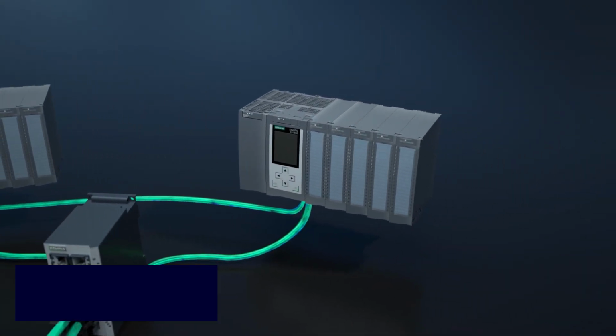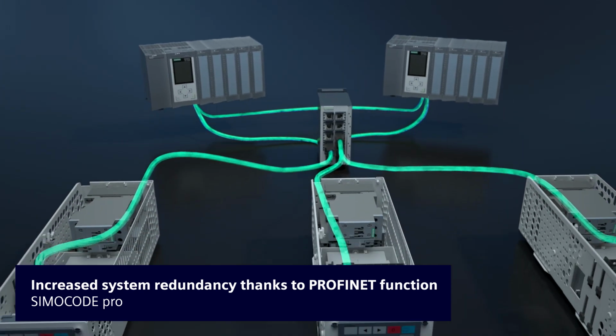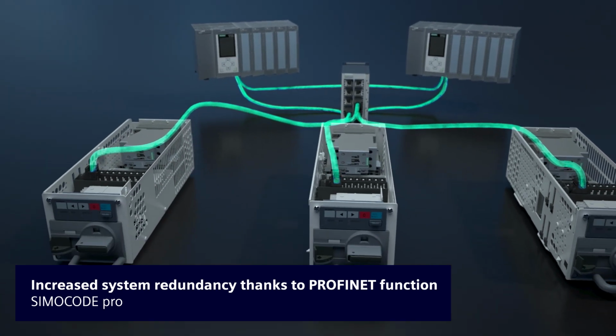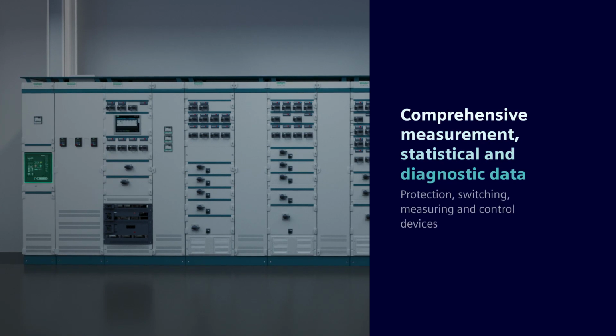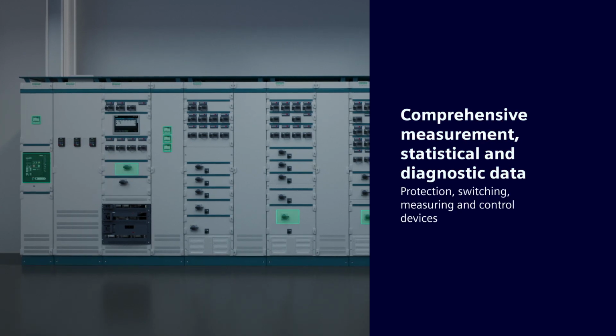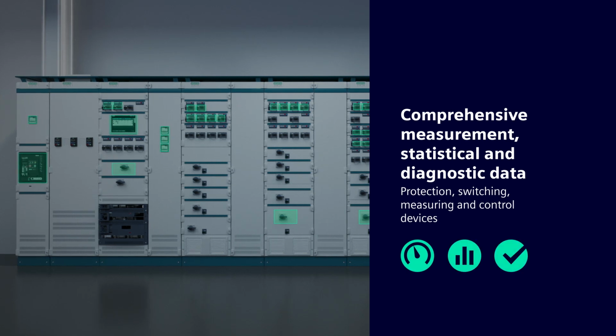When it comes to increased availability requirements, SIVACON Pro supports the PROFINET system redundancy function for connection to the highly available SIMATIC S7 automation systems. Furthermore, protection, switching, measuring, and control devices deliver comprehensive measurement, statistical, diagnostic, and service data.